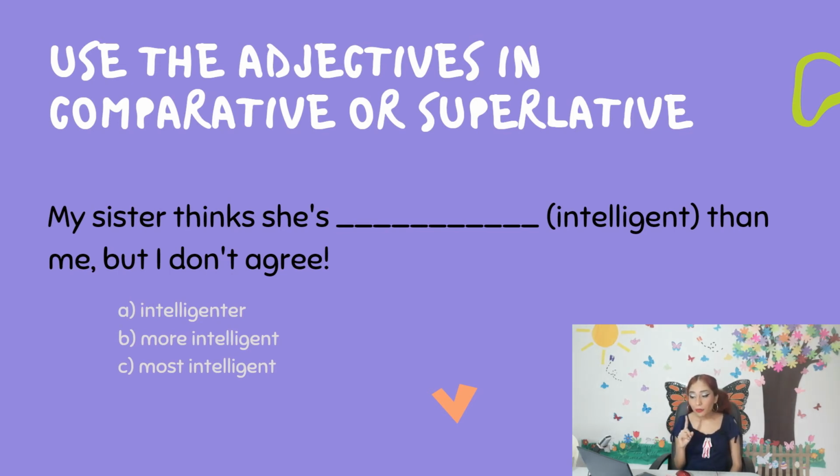If your answer was letter A, B, C, the correct answer is more intelligent, letter B. My sister thinks she's more intelligent than me, but I don't agree. Remember, we will use more because it's a comparative, but it is also a long adjective. So remember that we use more.